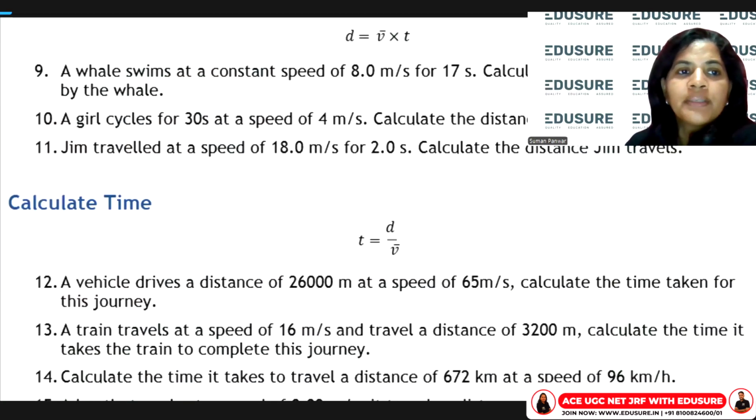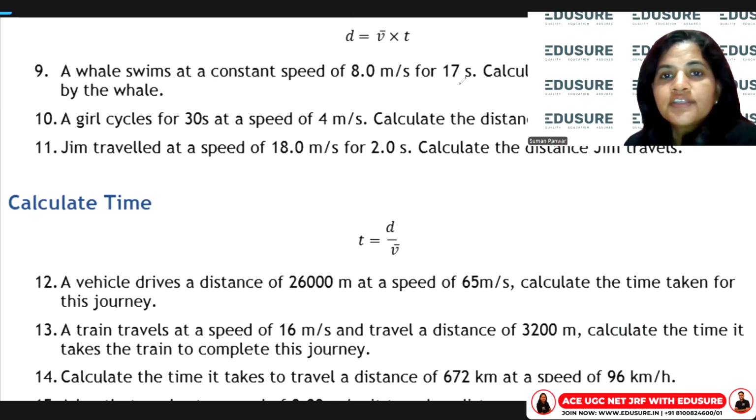Now, you have been given that a whale swims at a constant speed of 8 miles per second for 17 seconds.